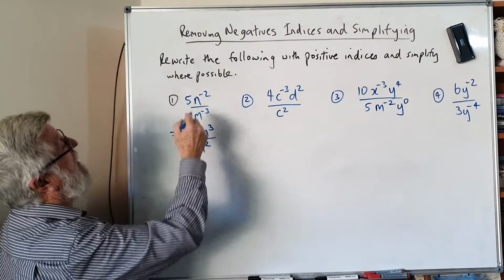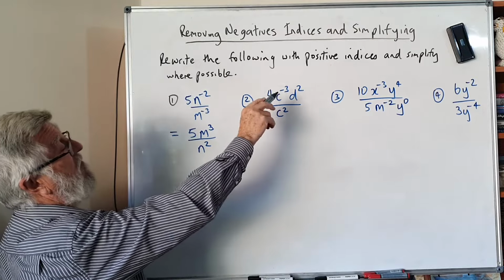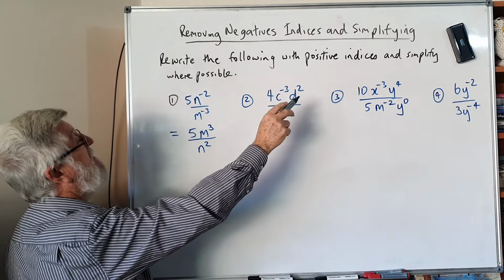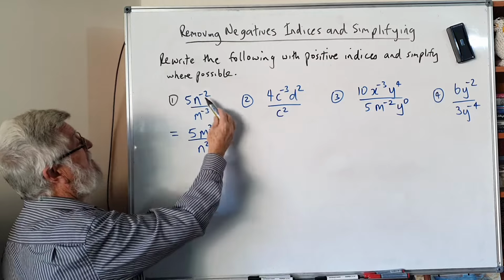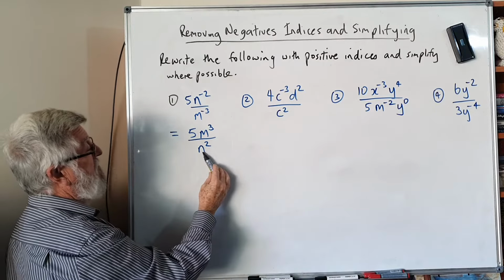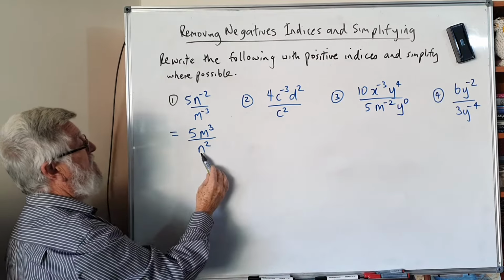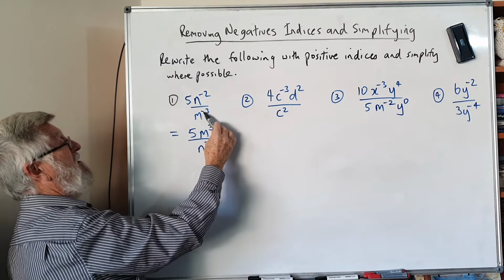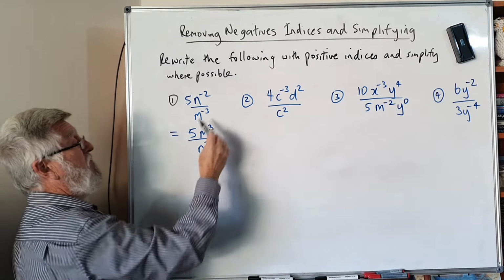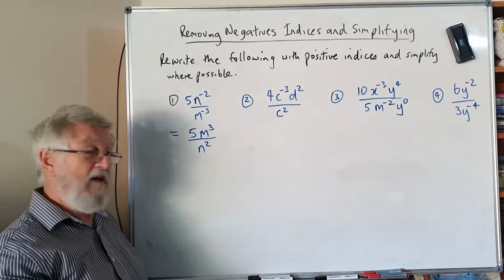So what I've done now is, the question said rewrite the following with positive indices and simplify where possible. So I've changed that from a negative to a positive, taken it from the top to the bottom. I've changed that from a negative to a positive, taken it from the bottom to the top, and you can't simplify it. There's nothing you can cancel there.